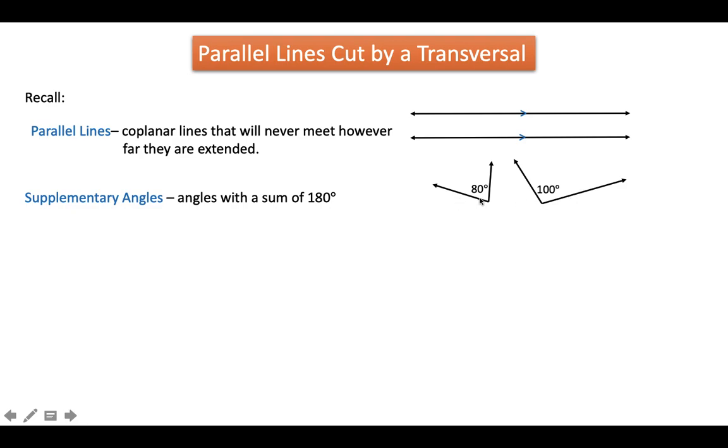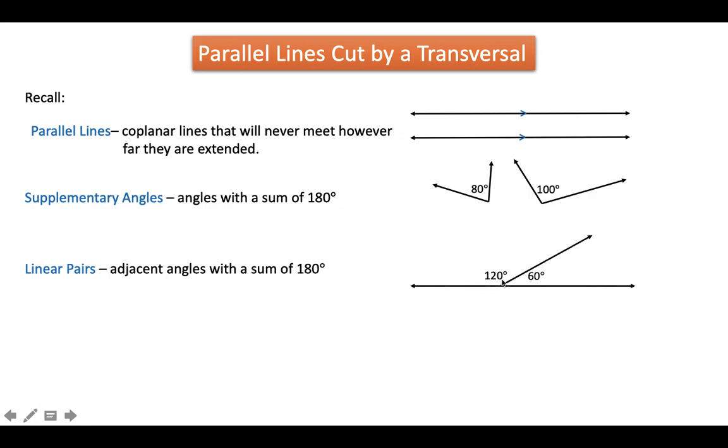Since these two angles, if we add them, 80 plus 100, make 180, these two angles are said to be supplementary angles. Linear pairs are adjacent angles with a sum of 180 degrees. So the 120-degree angle and the 60-degree angle are adjacent angles because they share one common ray. If we add them, 120 plus 60, it makes 180. Therefore, these two angles are linear pairs. Notice that it forms a straight line. And linear pairs are also supplementary angles.